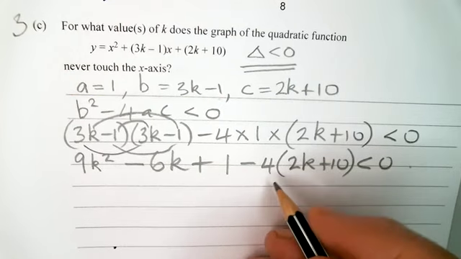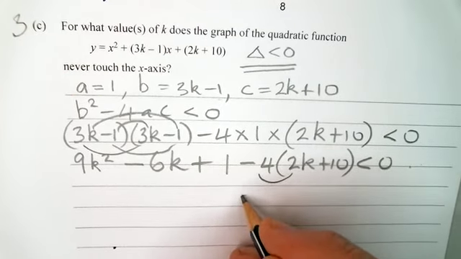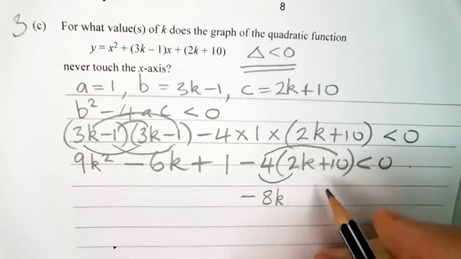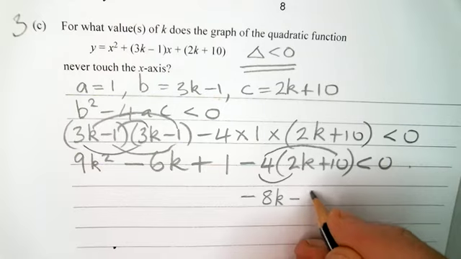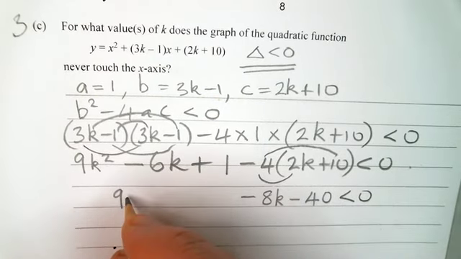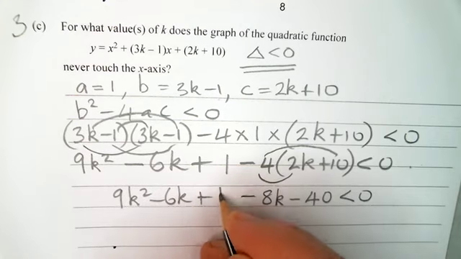Let's expand this bit here out. So this is going to be negative 4 times 2k. That's going to be negative 8k. And negative 4 times 10 is going to be negative 40, less than 0. And this stuff just stays the same. 9k squared minus 6k plus 1.